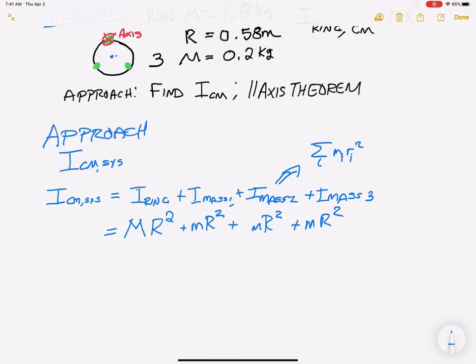So the I center of mass of our system is just going to be big M, mass of the ring, plus 3 little m, masses of each of the nodules on it, and they're all at r squared. Okay. Having done that, let me do approach 1.